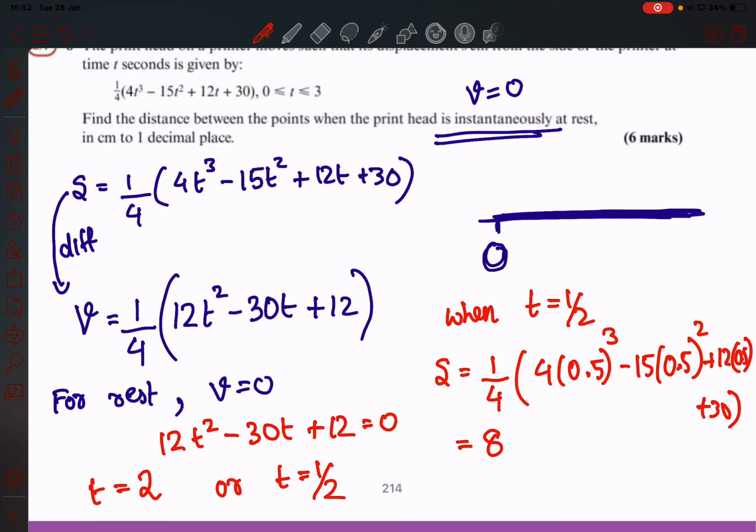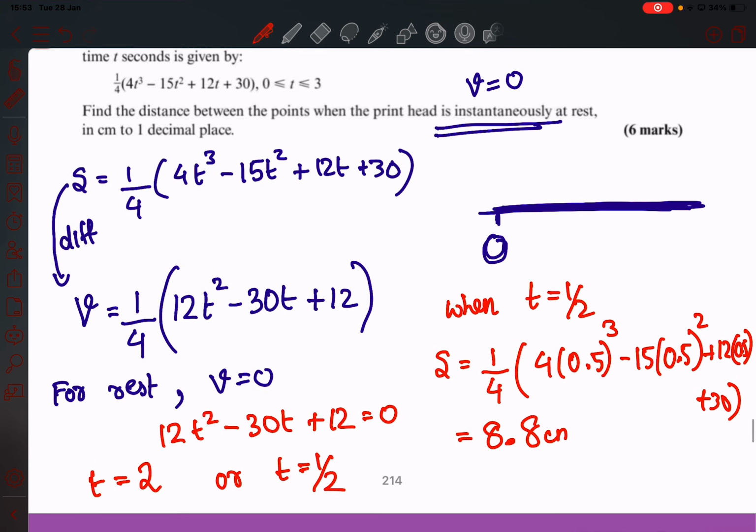8.8, 8.2. Oh, 8.8 to 2 significant figures. Can you give me to one decimal place? Can we all agree on an answer? 8.2. So 8.2 centimeters. So that means when the time is half a second, the printer head has reached 8.2 centimeters.